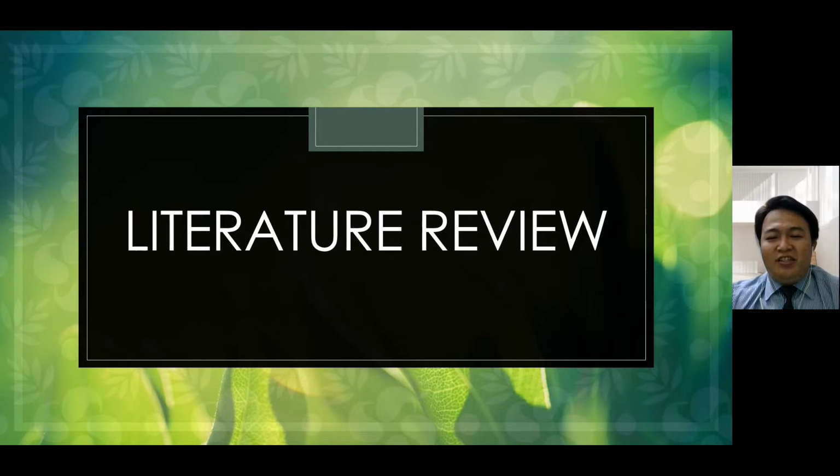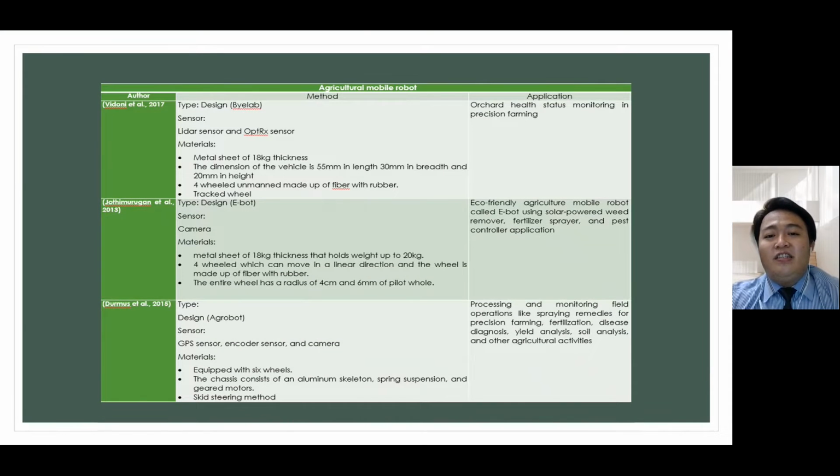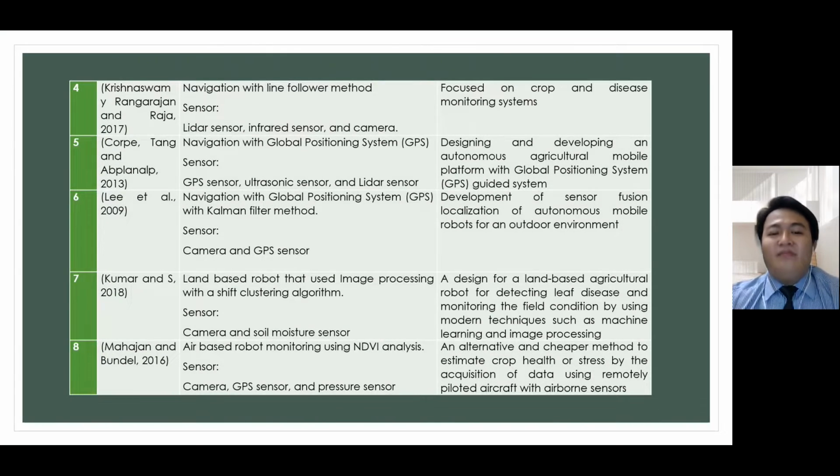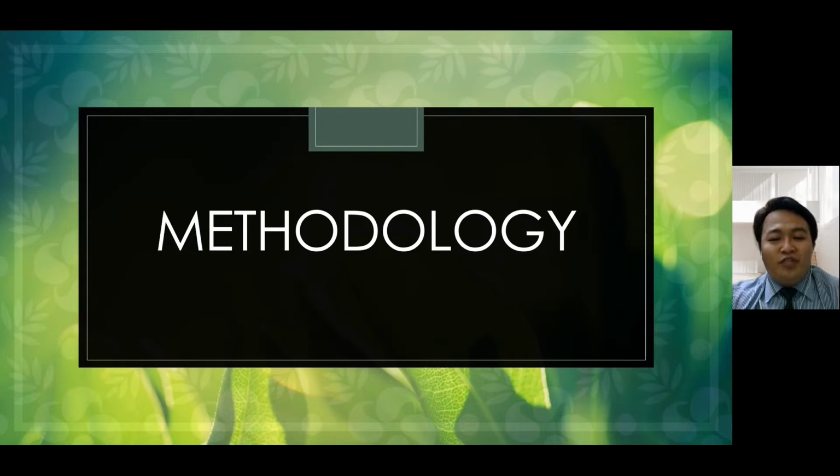And last but not least, an IoT platform is used for the plant health status and collected data. My literature review consists of agricultural mobile robot challenges. It consists of design, navigation, and image-based methods.